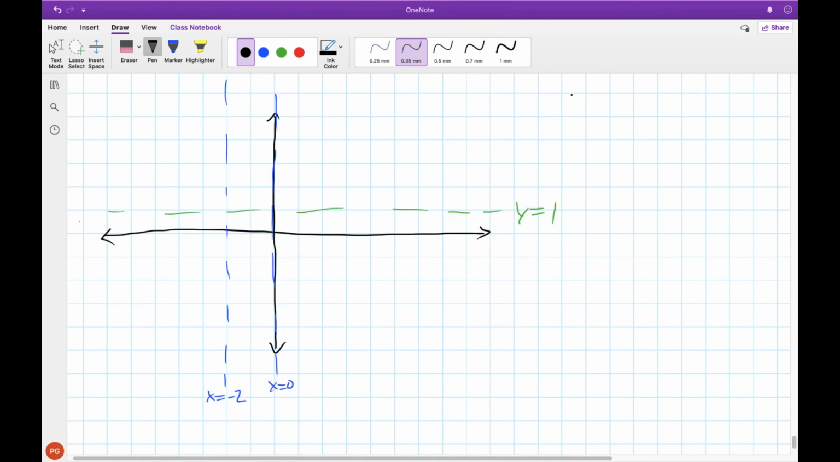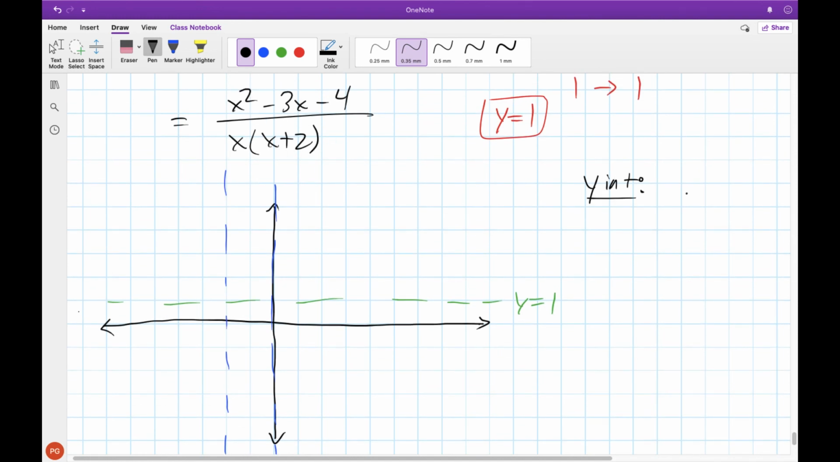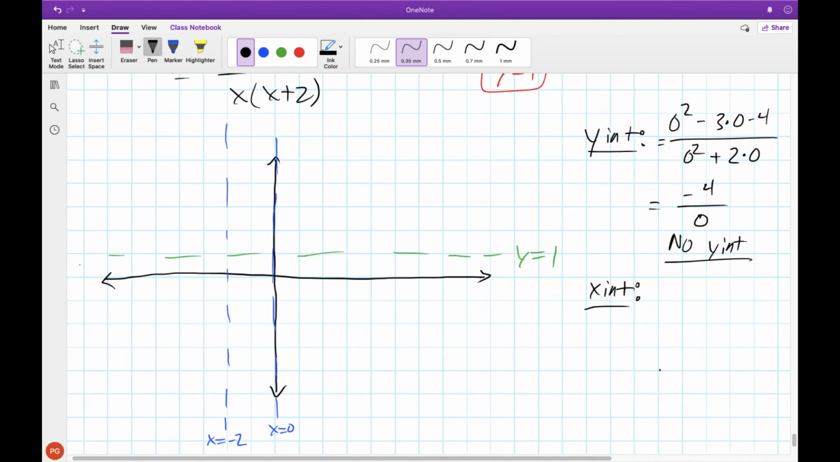From here we can find our intercepts. For our y-intercept, we want to set x equal to 0 in our equation here. But what you'll notice is that we actually end up with a dividing by 0 error. And that means that this isn't possible. There is no y-intercept.